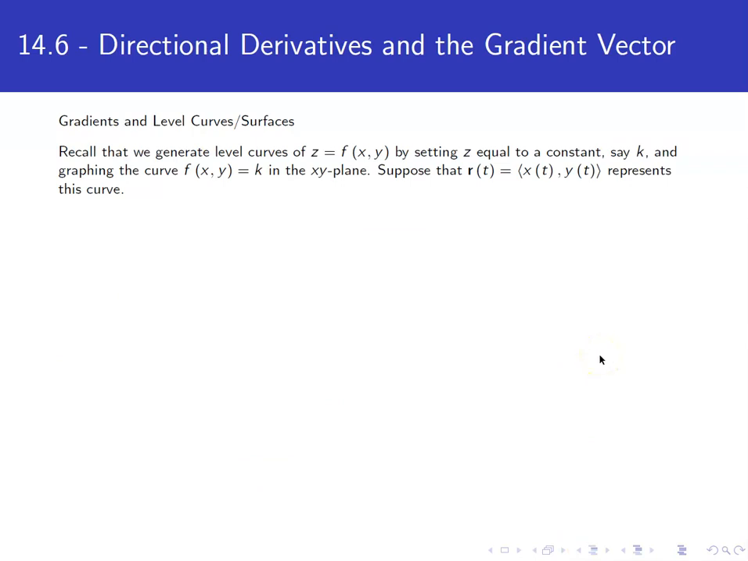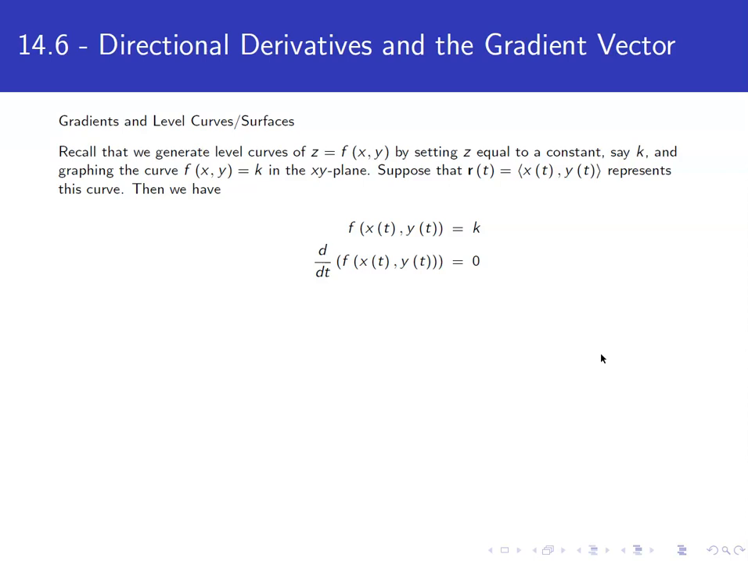Let's look at how gradients and level curves and surfaces behave with each other. Remember, to create level curves, we can set the function equal to a constant and then graph that curve, f(x,y) = k, in the xy plane. Further, let's suppose that we've got a vector valued function that represents the curve. That means I can plug x of t, y of t into the function. I should get k, because we just said that the vector valued function represents the curve.